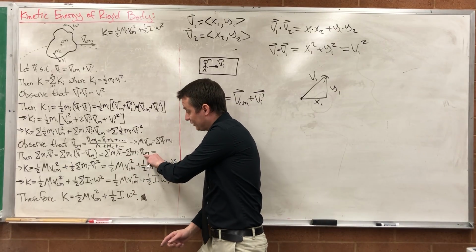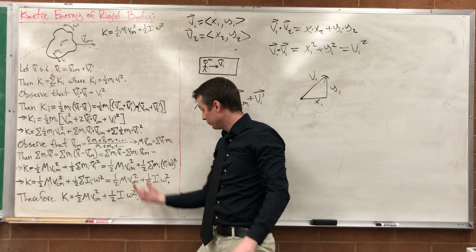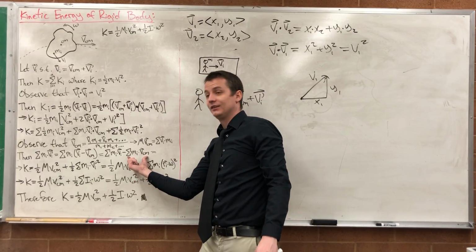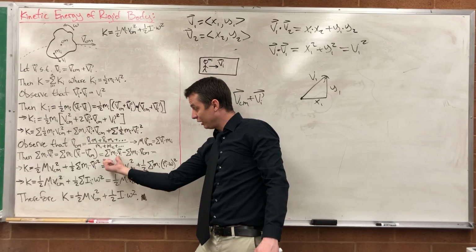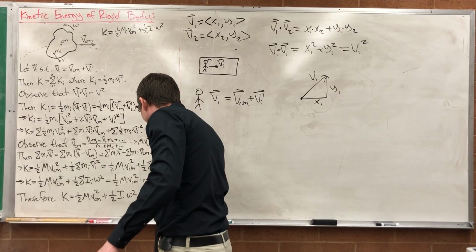The velocity of the center of mass, that's a constant. I can pull that out. Sum of all the masses, that's a total mass. This is just the total mass times the velocity of the center of mass. So this minus itself, which is 0.